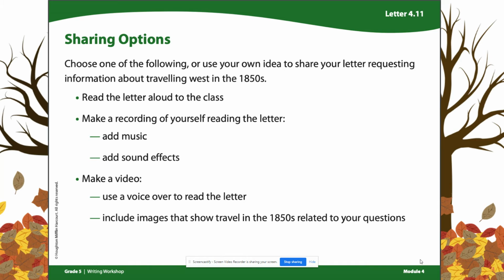These are different sharing options whenever you present a work. You could read the letter aloud to your class. You could also make a recording of yourself reading the letter. You could add music and even sound effects. You could make a video, use a voiceover to read your letter, but include images that show travel in the 1850s related to your questions.